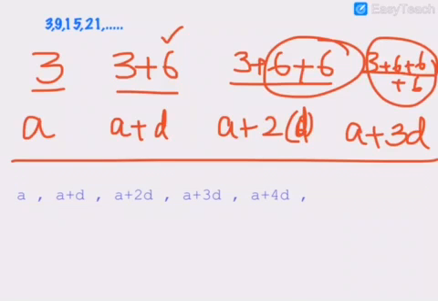So this is how we represent it. First term A, next second term A plus D, A plus 2D, A plus 3D, A plus 4D, A plus 5D, A plus 6D, A plus 7D, A plus 8D. This is the common form of an arithmetic progression.